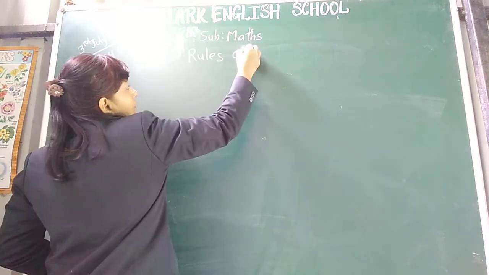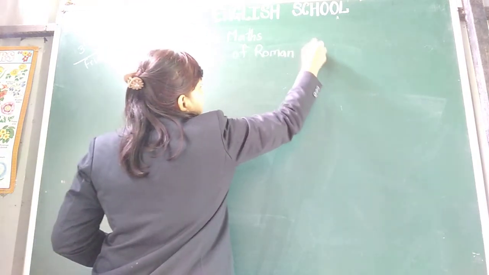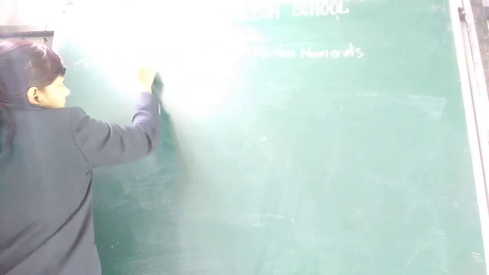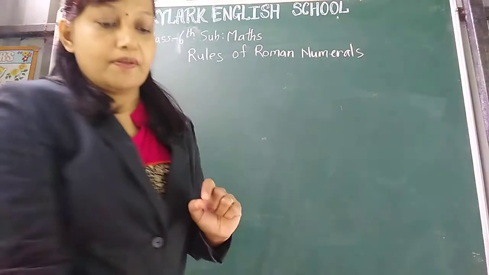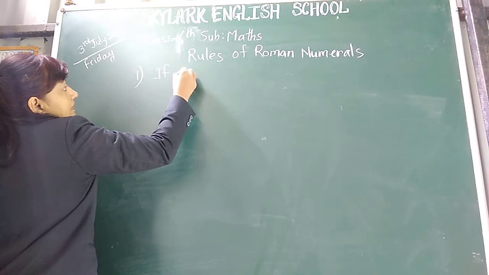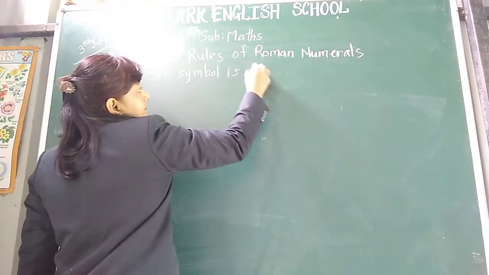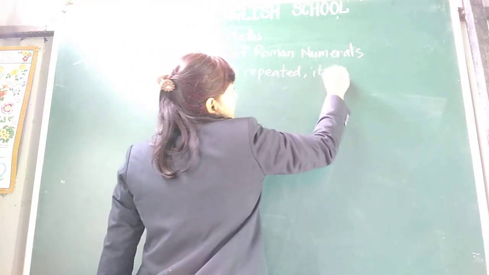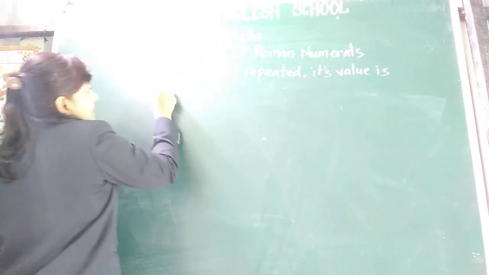Rules of Roman numerals. First is, if a symbol is repeated, its value is added as many times.